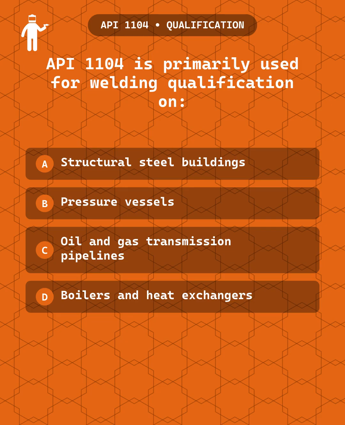Question 7. API 1104 is primarily used for welding qualification on A, structural steel buildings, B, pressure vessels, C, oil and gas transmission pipelines, or D, boilers and heat exchangers.